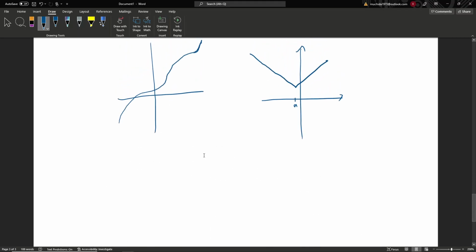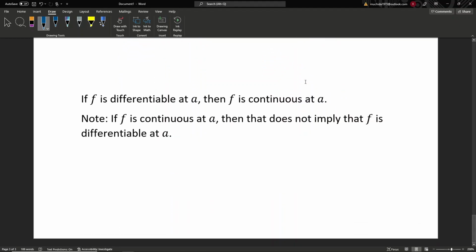Again, the most basic example is the absolute value function, because this is a continuous function. The limit as x approaches a equals the value of the function at x equals a, but it does have one of these sharp corners, so it's not differentiable at a. So that's the relationship. If it's differentiable at a, then it's continuous at a. But it may be continuous at a, but not differentiable at a. So it goes one way, but not the other way.